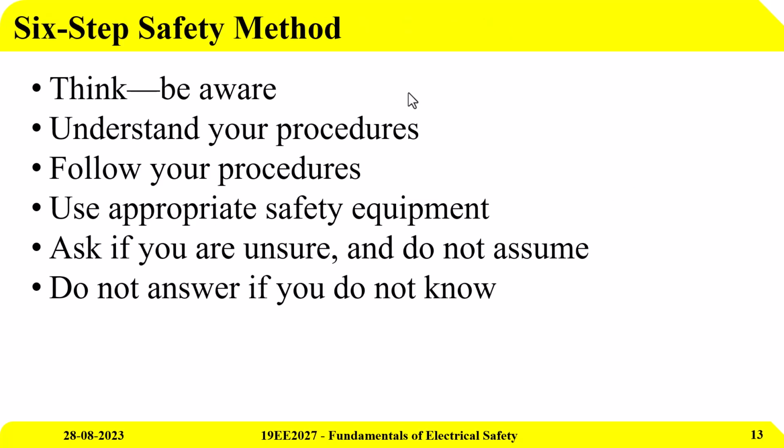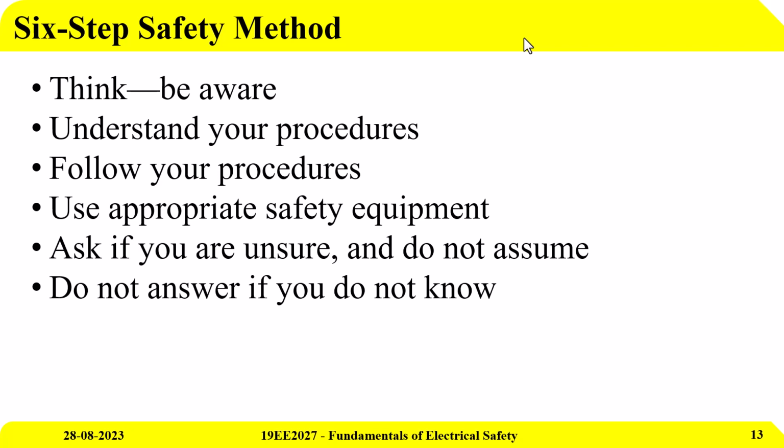So these are the 6 steps we need to follow for a safe operational method. The first one was think, be aware. You should be aware of the entire thing, including the history of the particular equipment. The second one was understanding the procedures: you need to study the procedures you need to follow. The third one was following those procedures which you have studied.